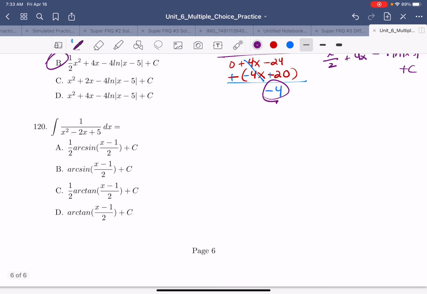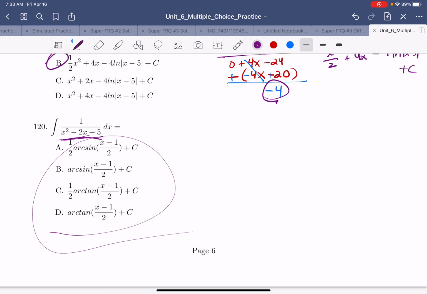All right. Now for this one. Oh, I'm already looking at the answer choices. I'm going to do some kind of completing the square here. Yeah, and that's the other thing. If it just kind of looks like it's in that form, it's going to be completing the square.